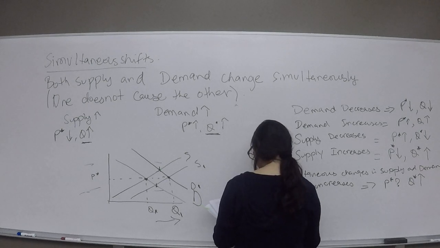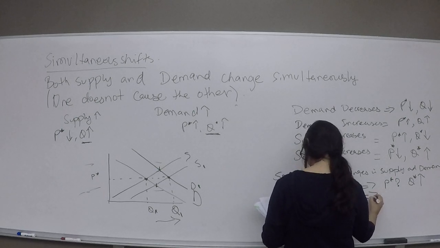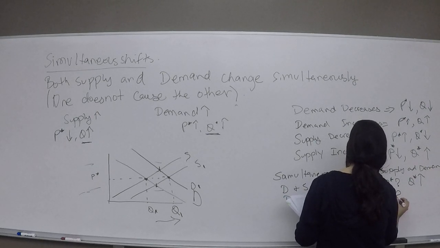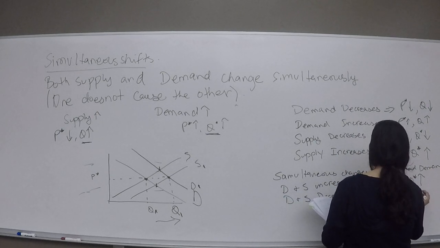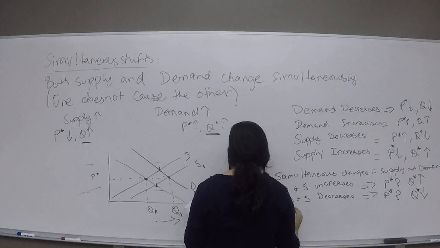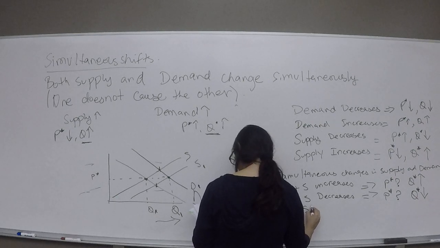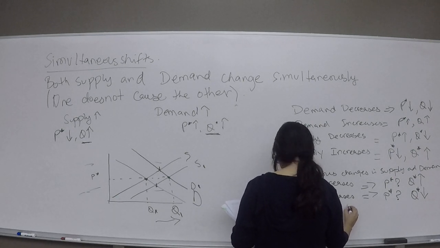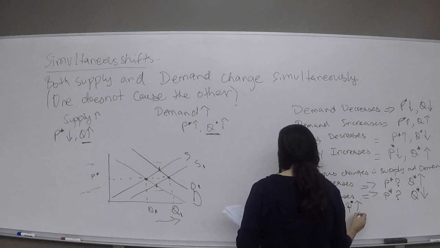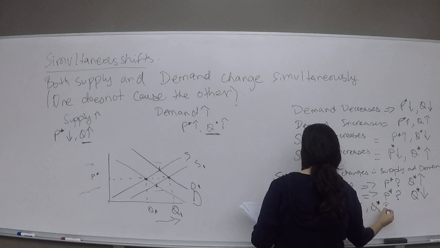When supply and demand decrease, price could go up, down, or stay the same, but quantity will definitely decrease. When demand increases and supply decreases, price will go up and quantity may increase, decrease, or stay the same.